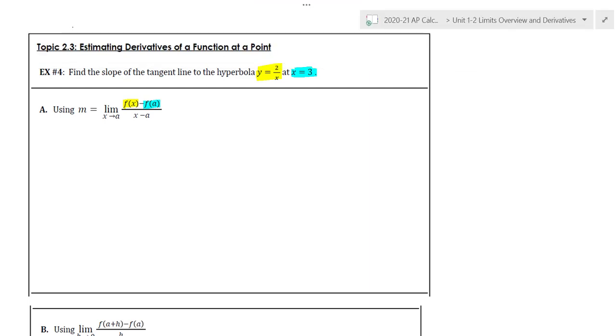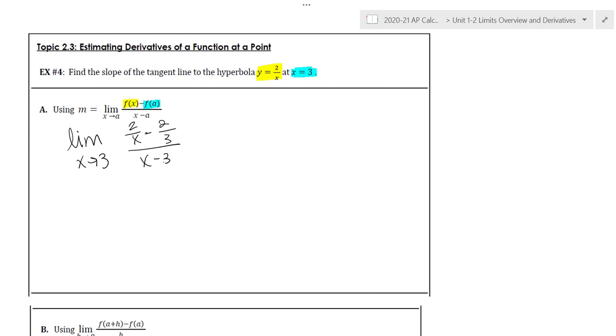So I'm going to rewrite this here, and I'm going to say the limit as x approaches 3. Now I'm going to plug in that f of x, which is 2 over x, and I'm going to subtract f of 3, right? Because as we're approaching 3, I'm plugging in 3 for a. So I'm going to subtract 2/3. Every time I see an a, I'm plugging in a 3, and that's going to be an x minus 3.